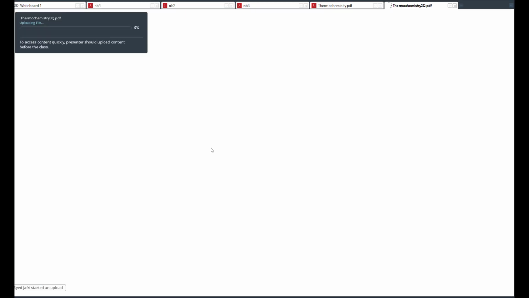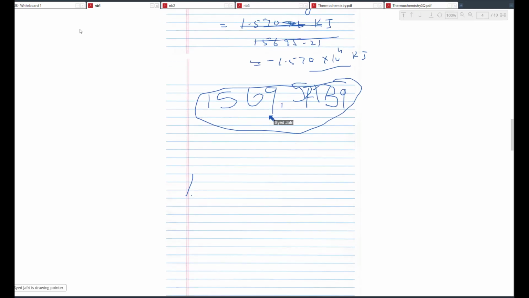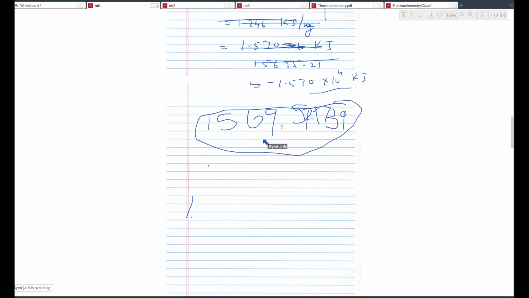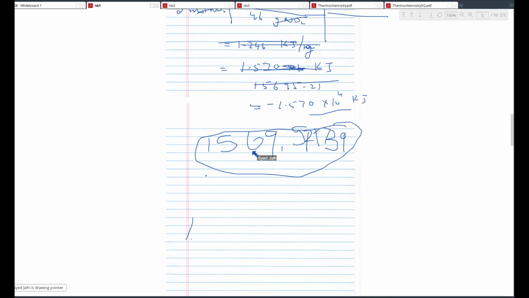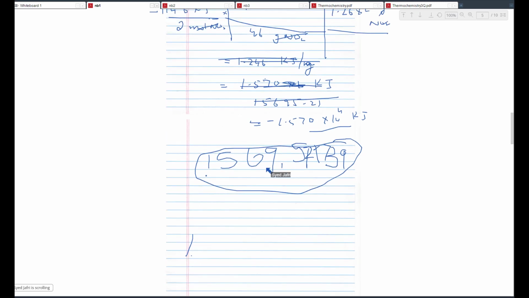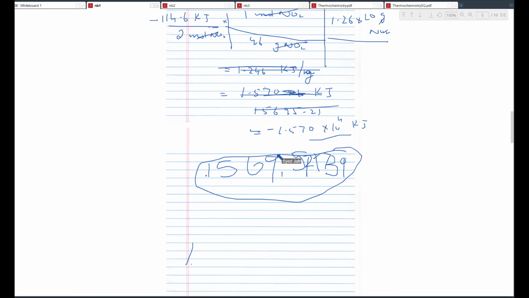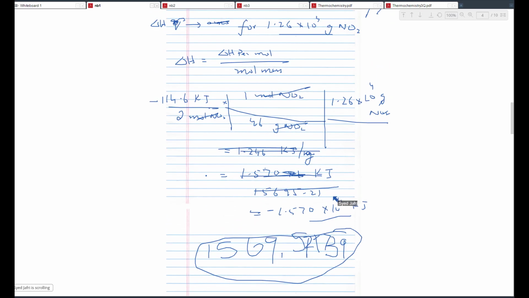What is your answer? Your answer is this one? Yeah, this is what my calculator is showing me. So that's like 1.57 times 10 to the 3, not times 10 to the 4. I don't know what I'm doing wrong. Let me double check this one.